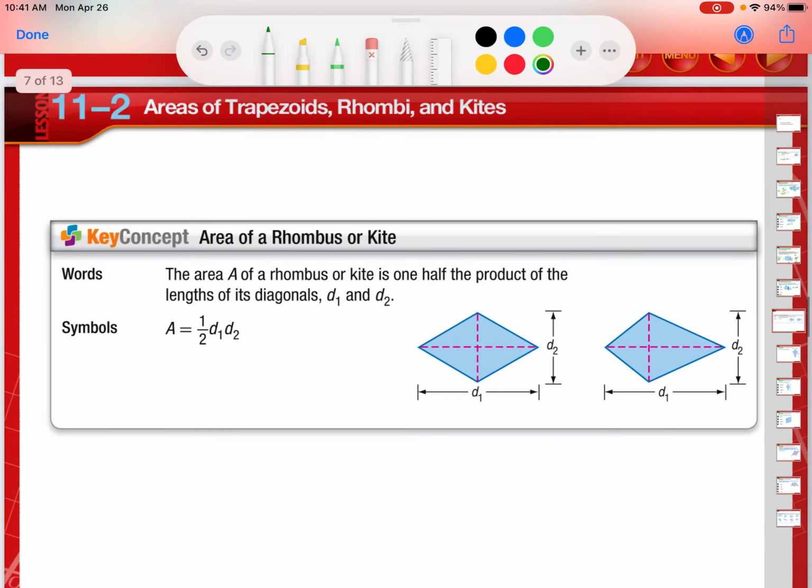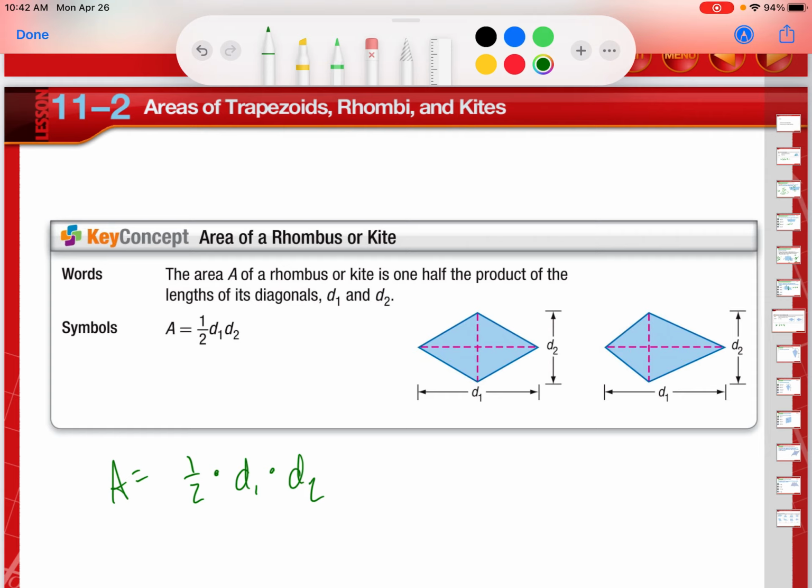Okay, continuing on. So the second type of shape we have are rhombi and kites. And so to do the area of these, what we do is we multiply the lengths of the diagonals and then we divide by 2. Or we can say 1/2 times diagonal 1 times diagonal 2. And that would be our area of both rhombi and kites.